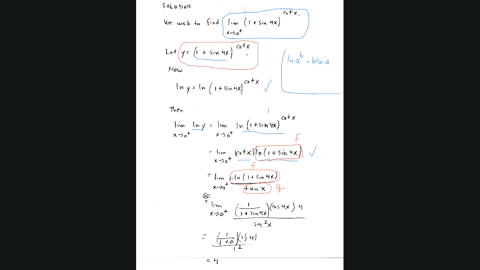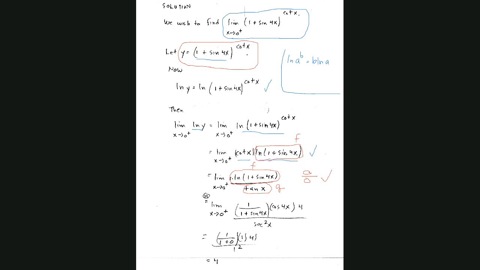Well, you're right. Because the tangent in the denominator, as x goes to 0, goes to 0. And in the numerator, 1 plus the sine of 4 over x approaches 1 as x approaches 0, and the log of 1 approaches 0. So we have an indeterminate form, 0 over 0. We can apply L'Hopital's rule.